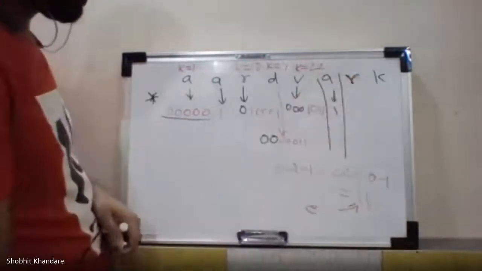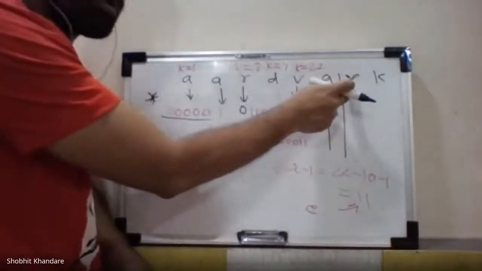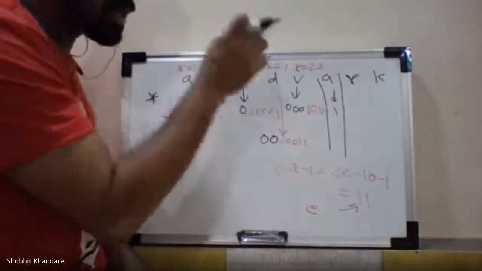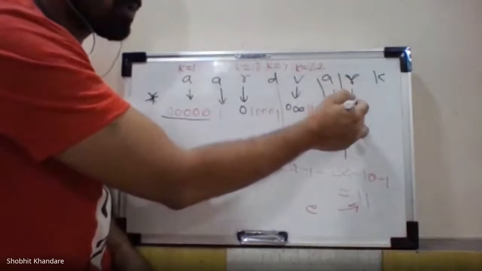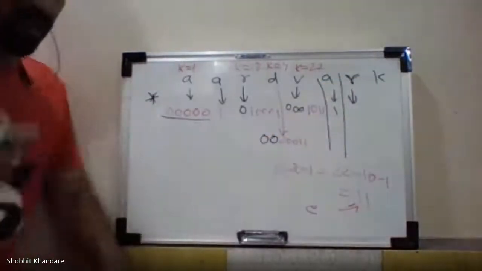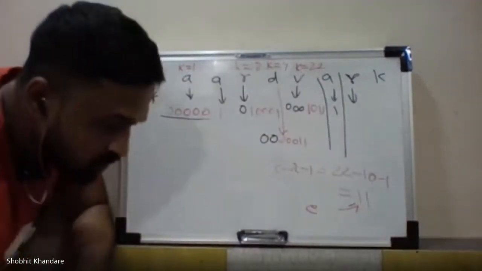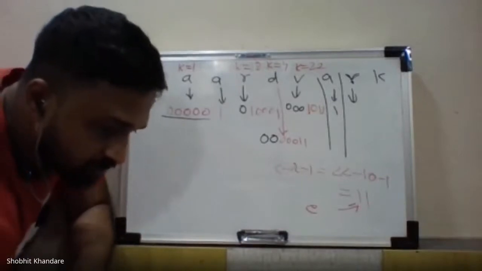Come to the R. Whether R is coming for the first time? No, we have already taken the R. So directly write down the code for R. What is the code for R? Please refer to the updated tree diagram and tell me the value.